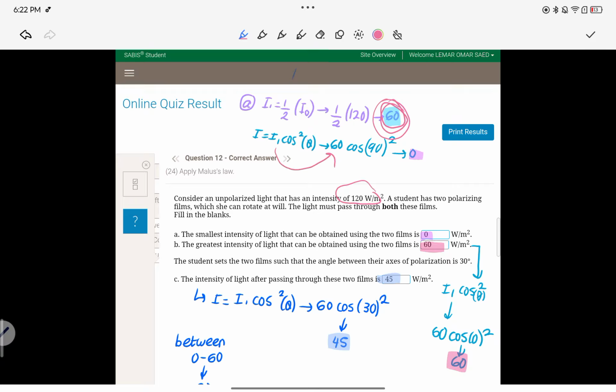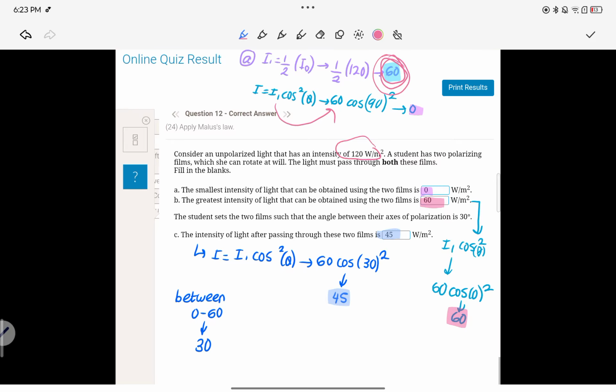Then cosine 90, because when they don't say what the angle is, you put 90. You will get 0, because cosine 90 is equal to 0. Now we know it's 0 here, the greatest intensity. We know it's 0 from the first part.